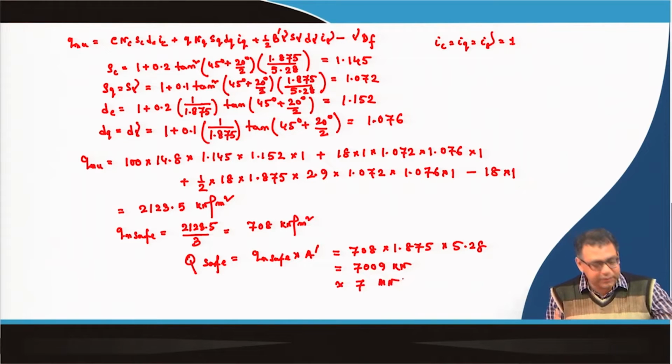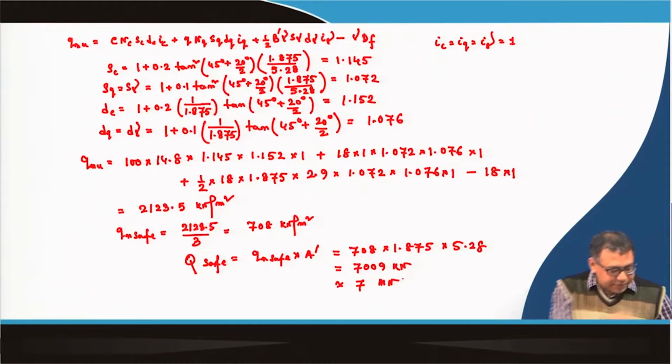So, you can see that in the previous problem I considered the one-way eccentricity and the safe load was around 10,000 kilonewton, but now here I have taken the two-way eccentricity. So, the effective area has been further reduced, and then the total safe load the footing can carry is 7 meganewton, okay, or 7000 kilonewton, which is reduced compared to the first case.